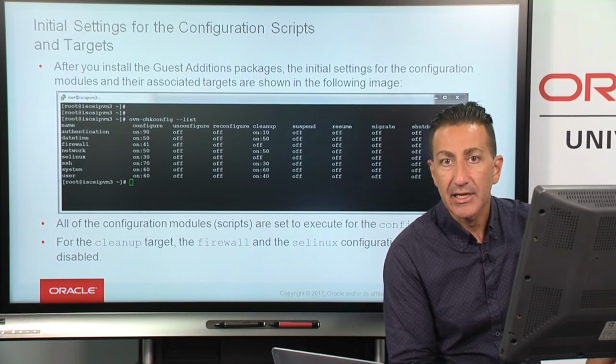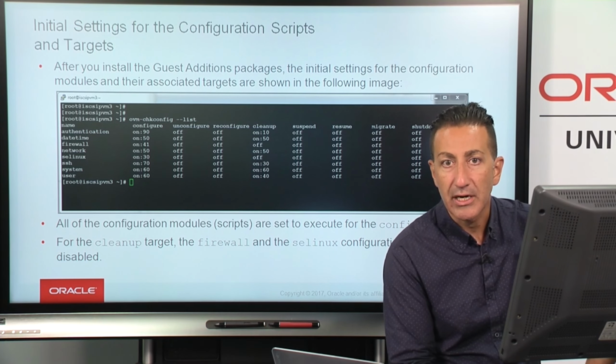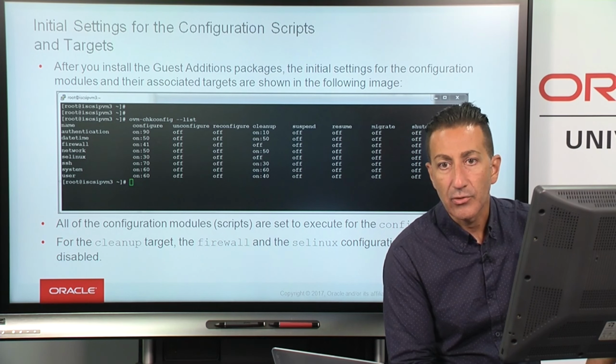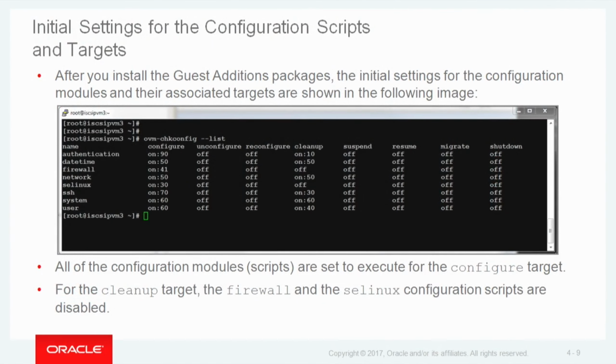So after you install the guest addition packages, the initial settings for the configuration module and the associated targets are shown in this image below. All the configuration modules or scripts are set to execute for the configured target. And for the cleanup target, the firewall and the SELinux configuration scripts are disabled. You see it appears off.